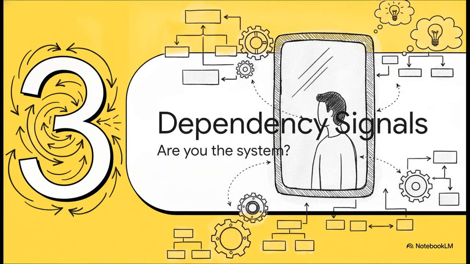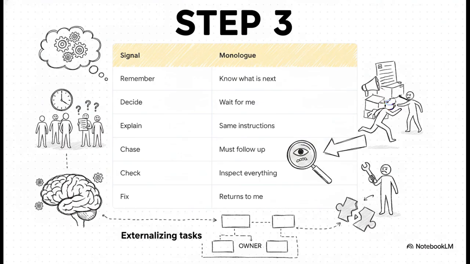Section 3. Dependency signals. Basically, are you the system? Let's dive into step 3. Identify where the owner is the system. There are exactly 6 owner dependency signals, and they kind of perfectly reflect the internal monologue of an overloaded owner. Let's quickly walk through them.